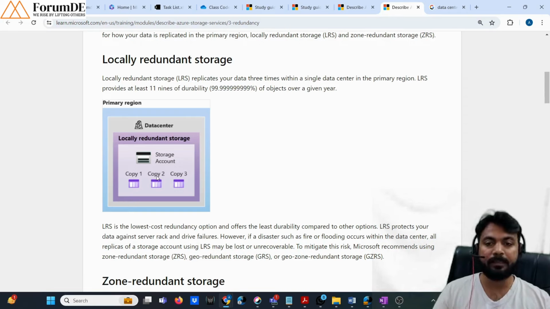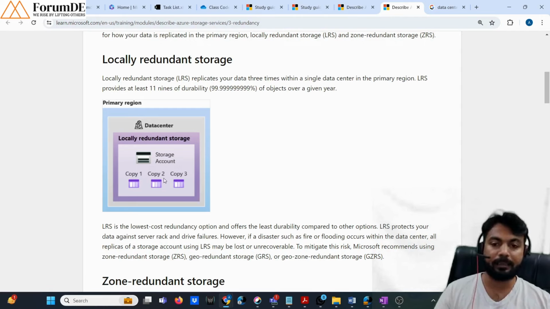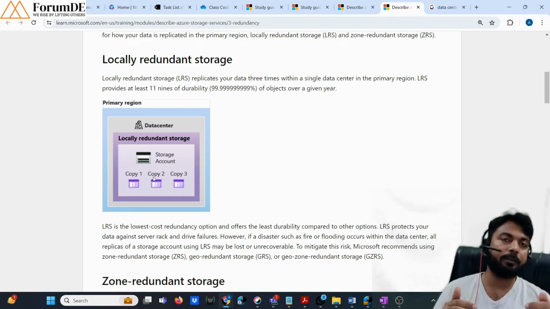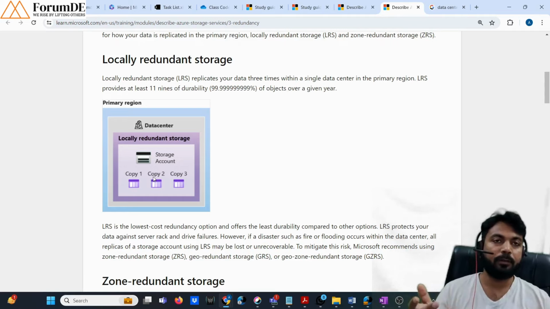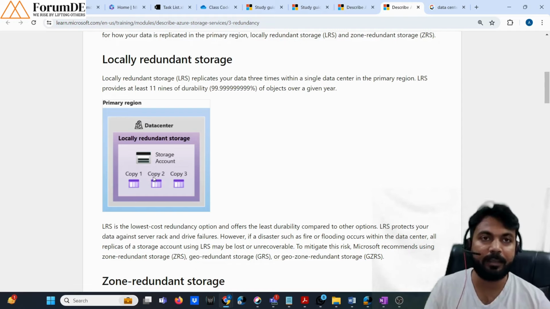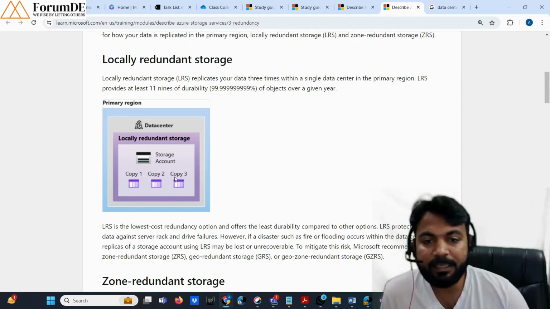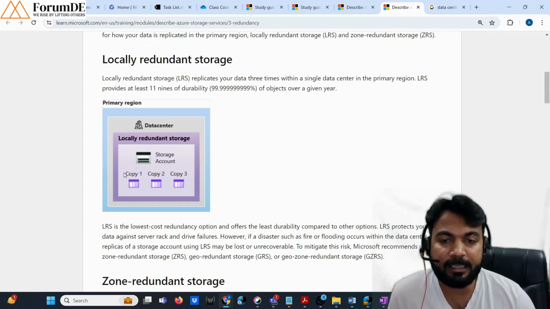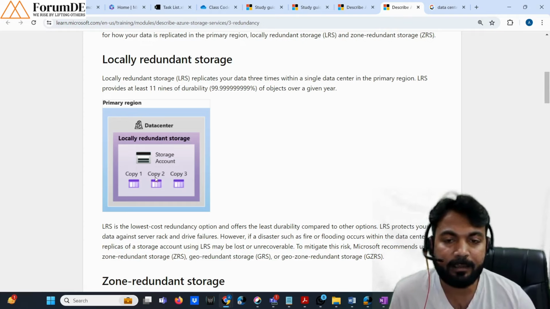Suppose a short circuit happens in both the copy 1 and copy 2 racks. In racks, hardware is there in which data is stored, right? So suppose we are not able to access both copy 1 and copy 2 due to any kind of short circuit or hardware issue. In that case, we can use copy 3. And in this case, the availability of data increases.